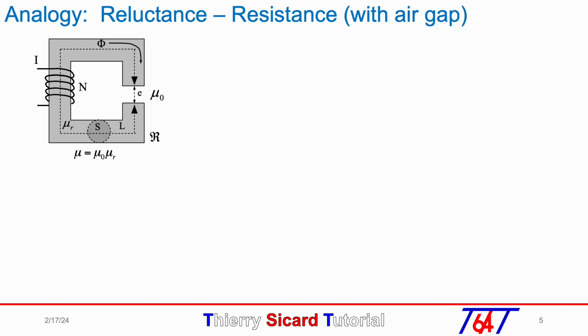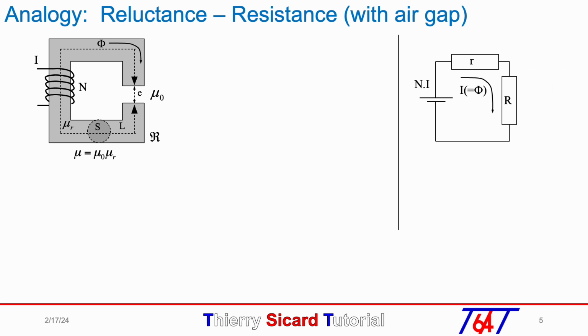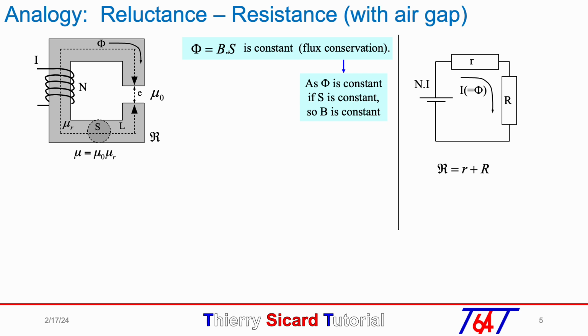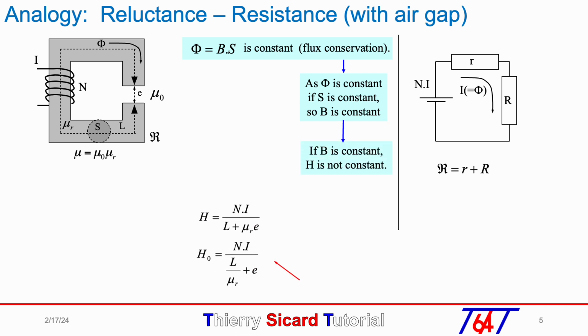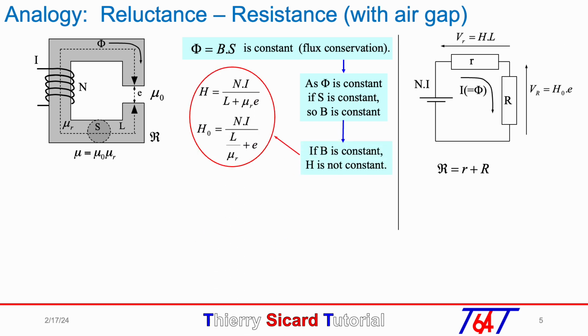Now we introduce an air gap in the magnetic circuit. The electrical model will have two reluctances, the magnetic circuit and the air gap reluctances. Flux equal BS is constant in the magnetic circuit because of the flux conservation rule, as a current in the electrical model. If S is constant, B is constant, but by definition H will not be the same in the magnetic circuit and in the air gap.